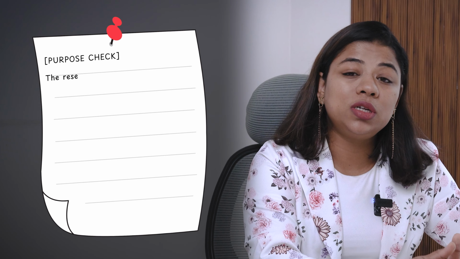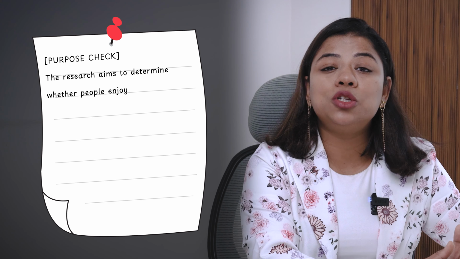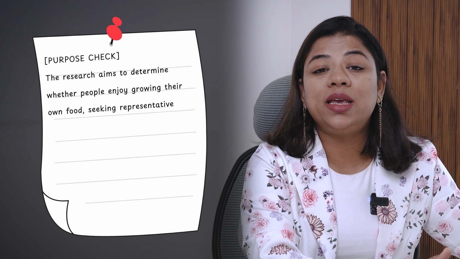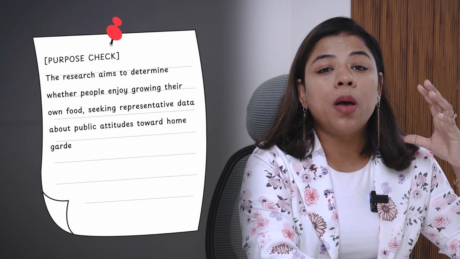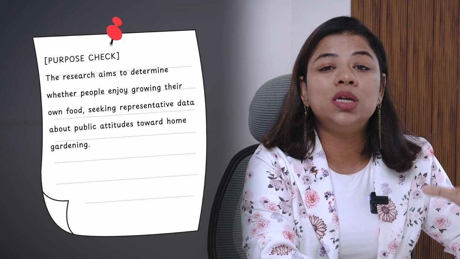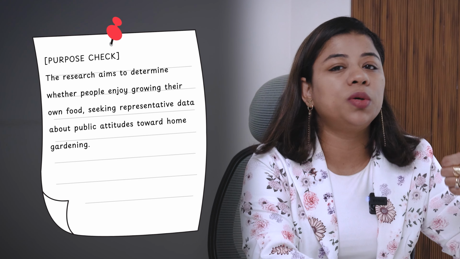And here's how Fatima transformed her answer using this formula. So Fatima's top level answer looked like this. The research aims to determine whether people enjoy growing their own food, seeking representative data about public attitudes towards home gardening. That was the purpose check.